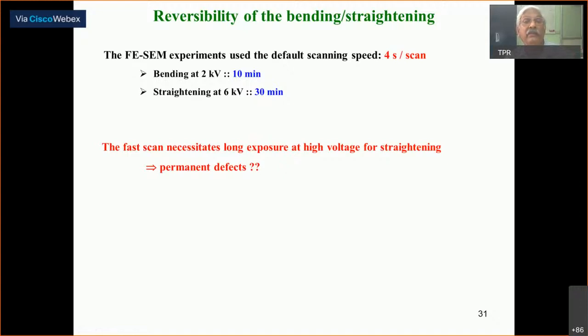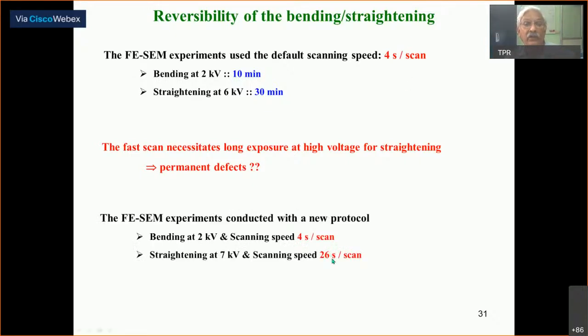So can we make the straightening quicker? That means you should have a little more dwell time for these particles under the electron beam. That means the scanning speed has to be reduced. That means he tried a longer time for the scan, which actually gives you more time for bending, but then effectively it unbends very quickly, and it happens in less than 2 minutes. So the bending still takes about 10 minutes.